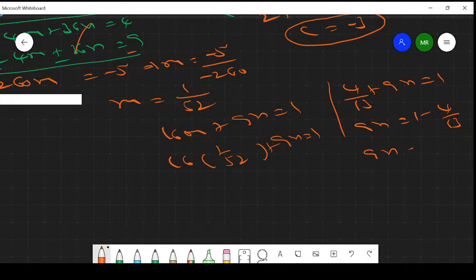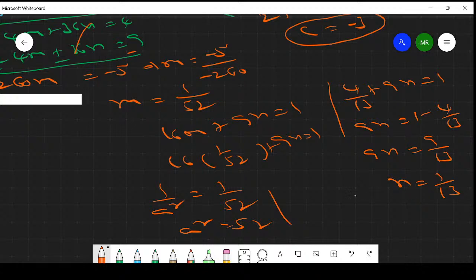You will get 9n is equal to 13 minus 4, 9 by 13. So n is equal to 1 by 13. We got n is equal to 1 by 13. We know m means 1 by a square. We know 1 by a square is equal to 1 by 52. That means a square is equal to 52.